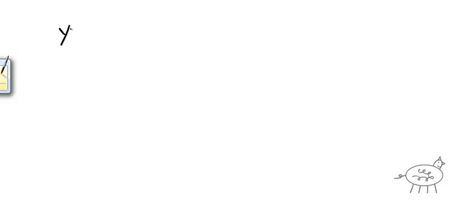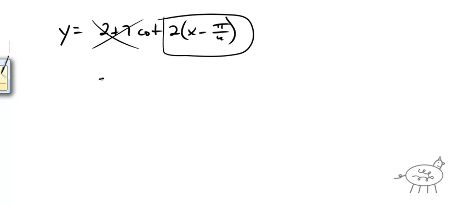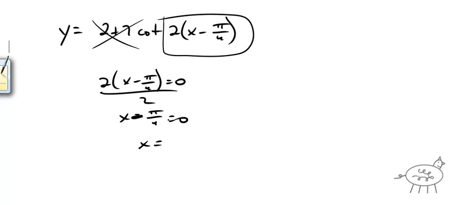Okay, how about y is equal to 2 plus 7 cotangent of 2 parentheses x minus pi over 4. Okay, again, where's cotangent undefined? Well, we know, again, setting it between 0 and pi when we graphed it, we know it's undefined at 0. So again, I don't really care about this. It doesn't matter to me. This is what I'm setting equal to, in this case, 0. So 2x minus pi over 4 equals 0. So divide by 2, which just gives me x minus pi over 4 equals 0, or x equals, add pi over 4, so I get x equals pi over 4.